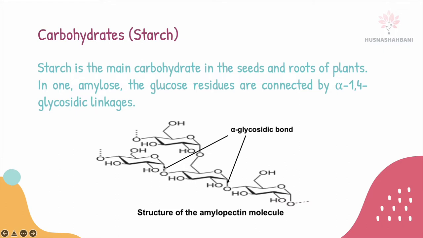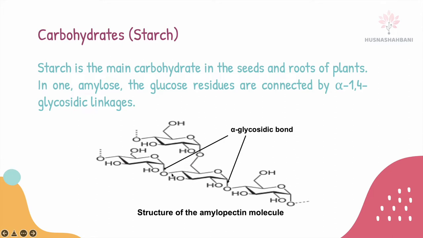So when you have this bond, if you look at this bond, OC bond or CO bond, this bond is 90 degrees to the plane. This bond is 90 degrees to the plane. We call it axial bond. When it is 90 degrees, it is axial bond.